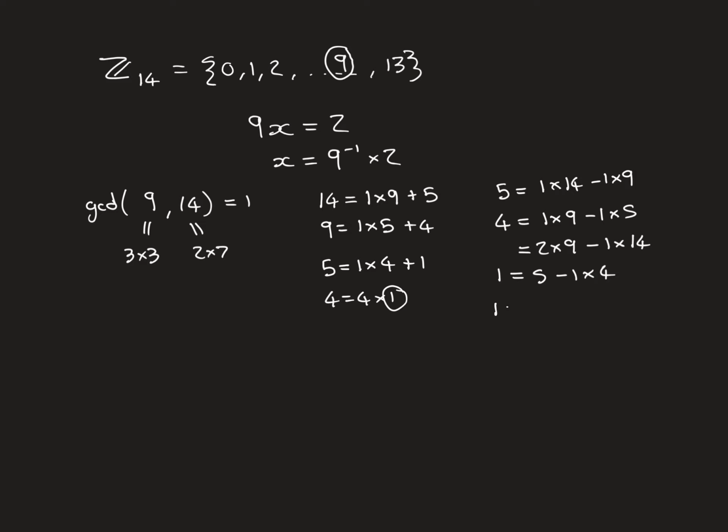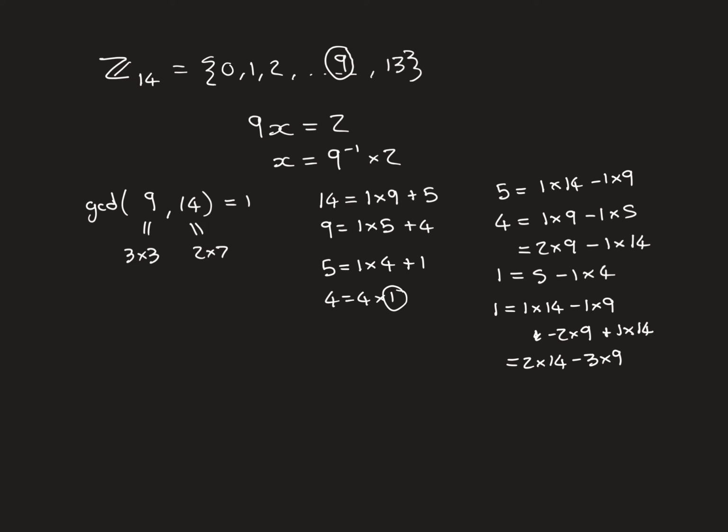So this gives us 1 is equal to, substituting in 5's equation, 1 times 14 minus 1 times 9. Putting in 4's equation, we'll get minus 1 times 2 times 9, so that will give plus minus 2 times 9. And then we'll have minus 1 times 14, which will be plus 1 times 14. So this overall comes out as 2 times 14 minus 3 times 9. And let's just check that. 2 times 14 is 28. 3 times 9 is 27. So 28 minus 27 is indeed equal to 1.